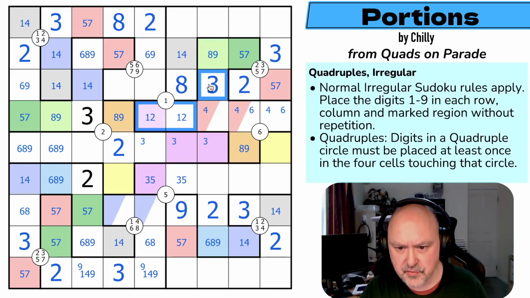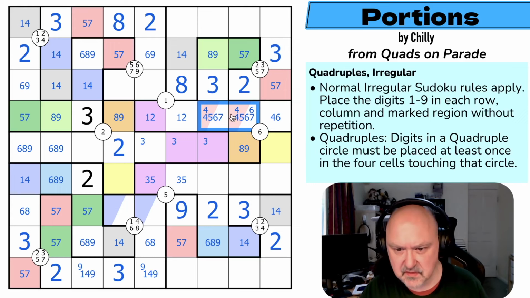So 1, 2, 3. This is 4, 5, 6, 7. And the red 5, 7 is in here. So this is a 4, 6. There's a red 5, 7 in there. These are 4, 5, 6, 7.